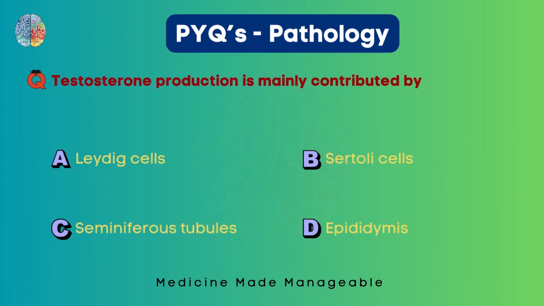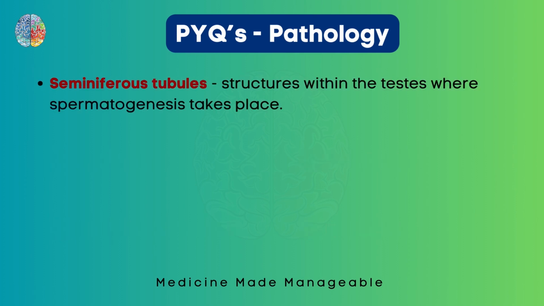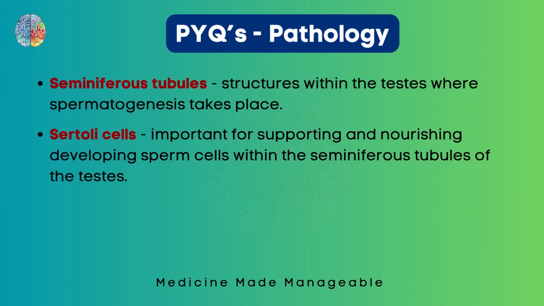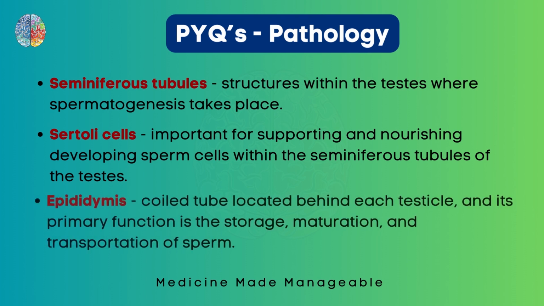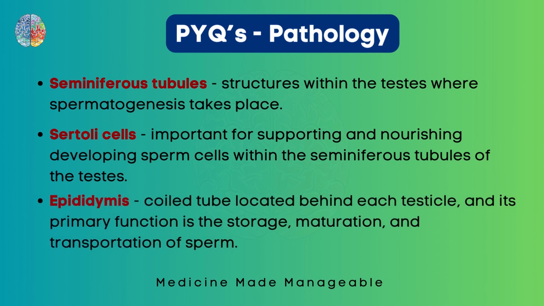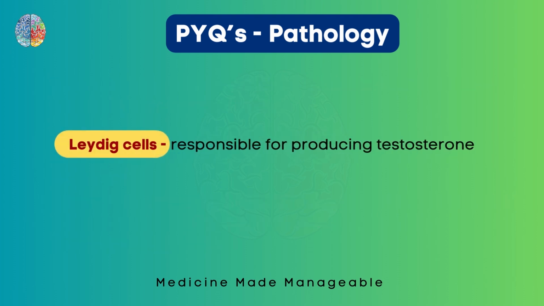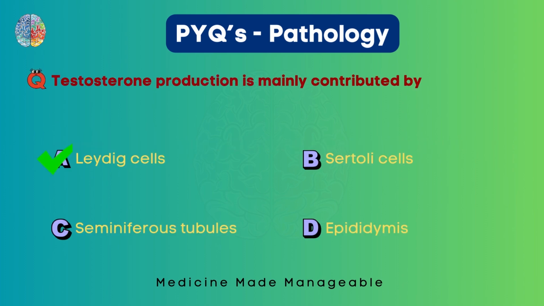Now testosterone production is mainly contributed by Leydig cells, Sertoli cells, seminiferous tubules, or epididymis. So let's look at the options one by one. Seminiferous tubules, what are they? They are structures in the testis where spermatogenesis takes place, meaning the sperms are formed. Sertoli cells are important for supporting and nourishing the sperms which are being made in the seminiferous tubules. Epididymis is a coiled tube and its main function is storage, maturation and transportation of the sperm. Leydig cells, yes, these are responsible for the production of testosterone. So coming back to our question, our correct answer is A.